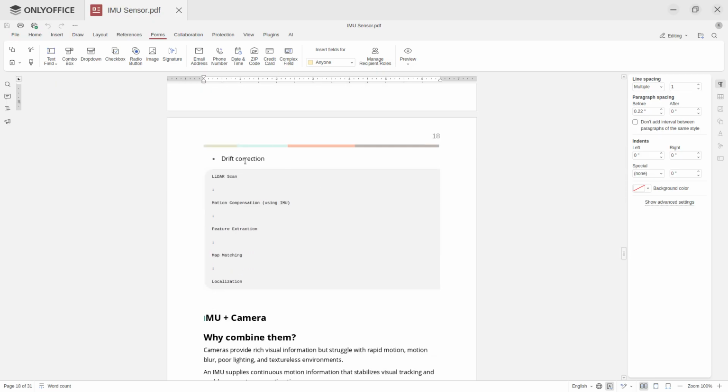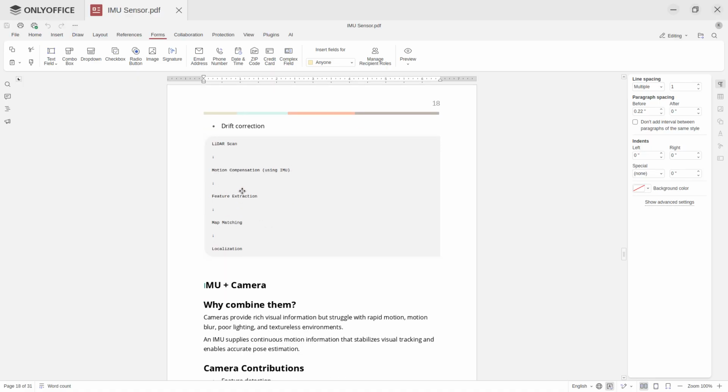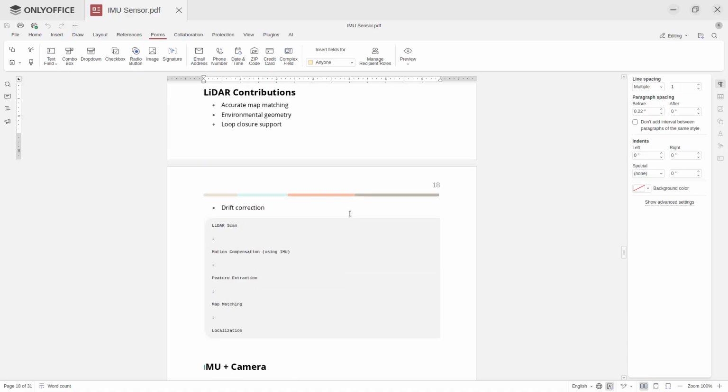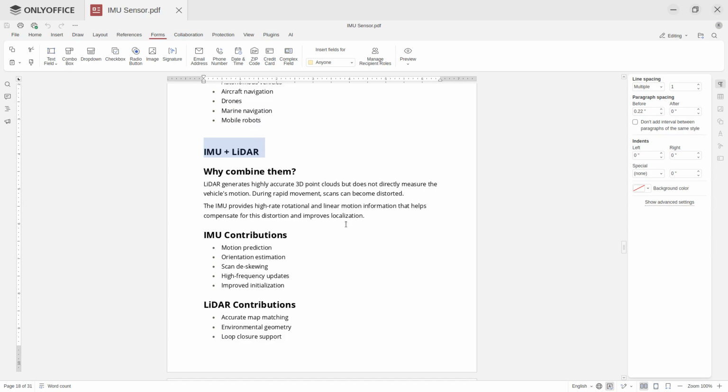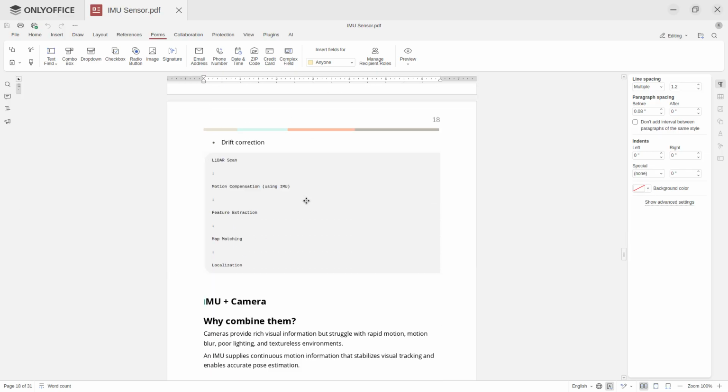Drift correction. So what happens? You have a LiDAR scan, then motion compensation using IMU, then feature extraction, map matching, and localization. So what we are trying to say is that LiDAR can give a very accurate 3D point cloud, but LiDAR in itself cannot measure the vehicle's motion. How will we do this? We will do this with the help of the IMU, because we have an accelerometer. It will calculate acceleration, right? So this is all about it.